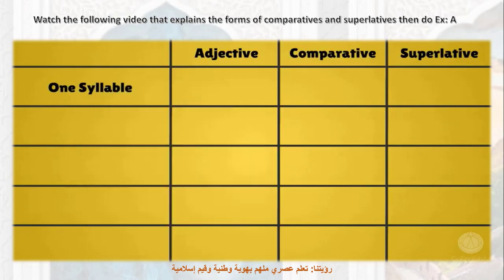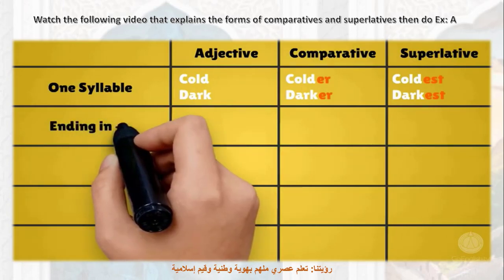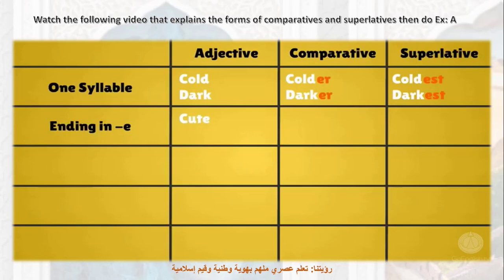One-syllable adjectives: cold, dark; colder, darker, coldest, darkest. One-syllable adjectives ending in E: cute, fine; cuter, finer, cutest, finest.